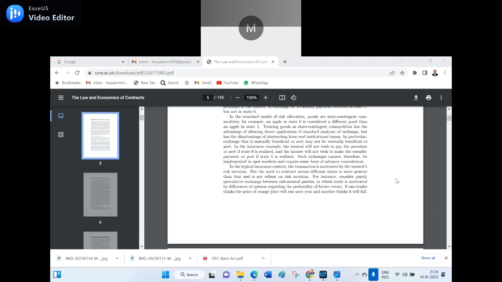So in the typical insurance context, I told you, the transaction is motivated by the insured's risk aversion. So when the risk would be there, the risk will be taken by the insurance company. But the need to contract across the different states is more general than that, it does not relate to risk aversion. See, risk aversion will be taken by the insurance company. For instance, consider a purely speculative exchange between risk neutral parties in which trade is motivated by the differences of opinions regarding the probability of future events. See, now the question comes over there. I don't know how far you agree with me.